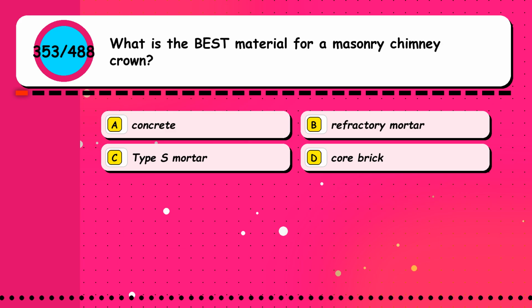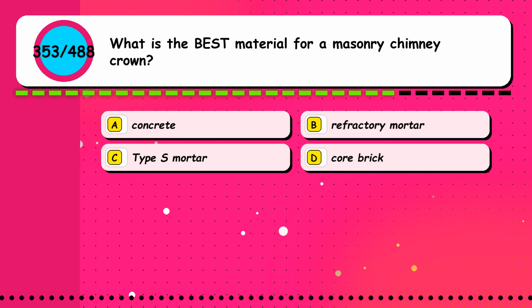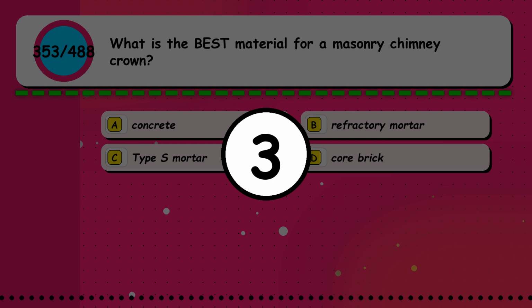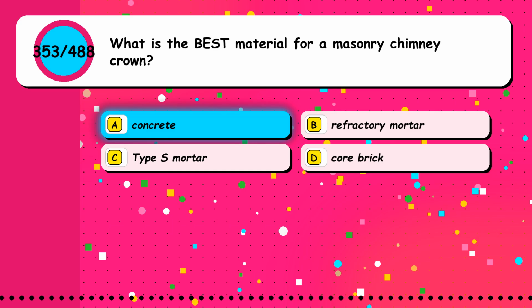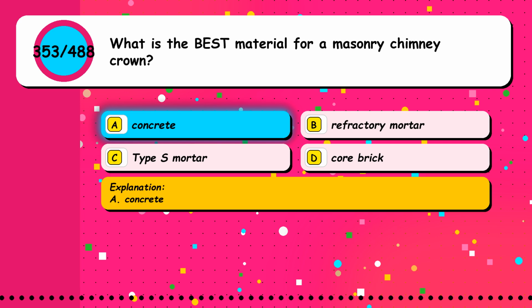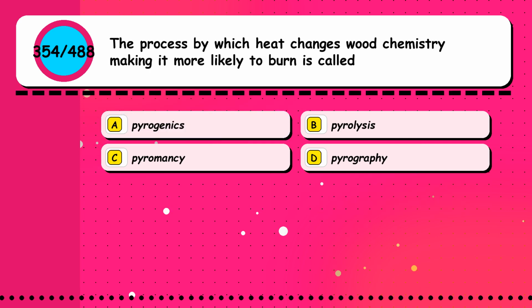Question 353. What is the best material for a masonry chimney crown? Option A. Concrete. Option B. Refractory mortar. Option C. Type S mortar. Option D. Core brick. The correct answer is option A. Concrete.